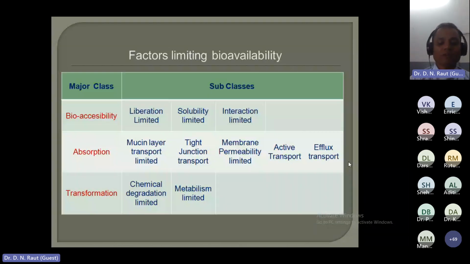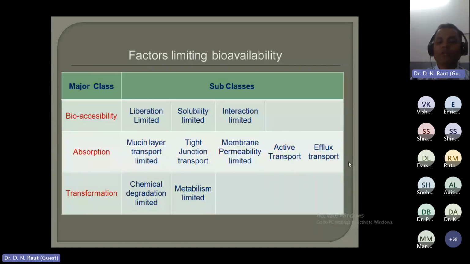In the case of bioaccessibility, we have liberation limitations, solubility limitations, and interaction limitations affecting the transfer of the drug. Then in the case of absorption, there is mucin layer transport limited absorption. Then there are tight junctions present in the cells of the GI tract or other cell surfaces. Then membrane permeability limitation: even though the drug is in the blood, it could have problems with membrane permeability. As well as active transport and influx transport also play a role here.